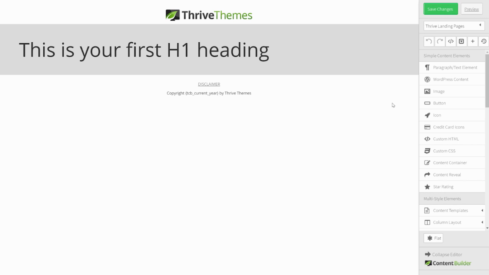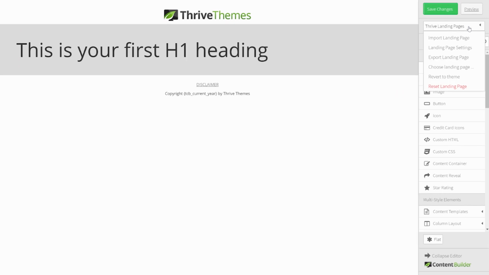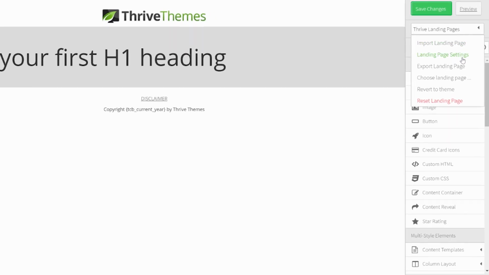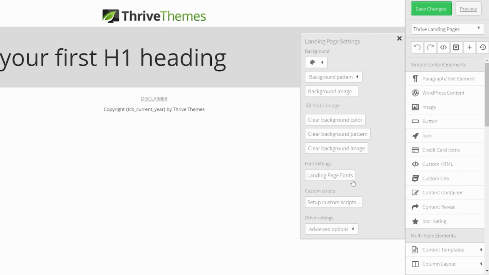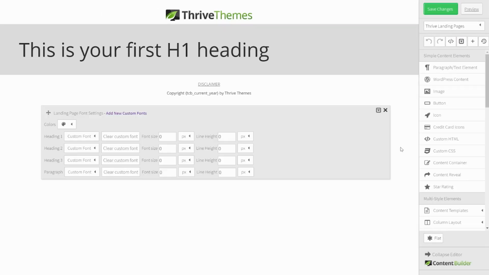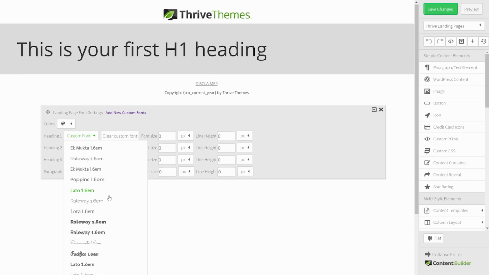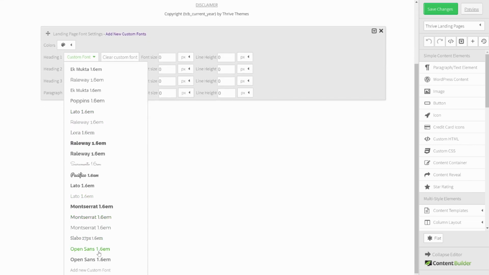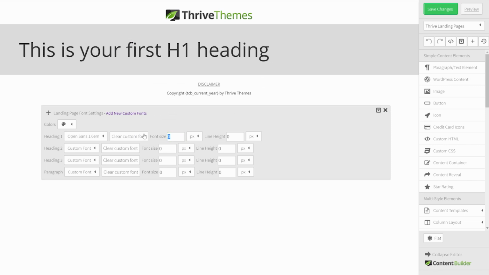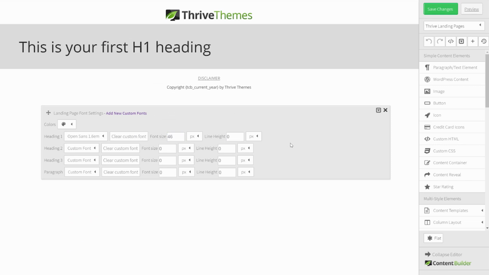The very first thing we are gonna do is change our fonts of the whole homepage so that we don't have to do it separately. For this, go into your Thrive Landing Pages menu and go to Landing Page Settings. And here you can click on Landing Page Fonts. You can add a custom font. In our case, we use Open Sans, and we'll also put the font size in there. And you can see immediately that this font is changing on your page.